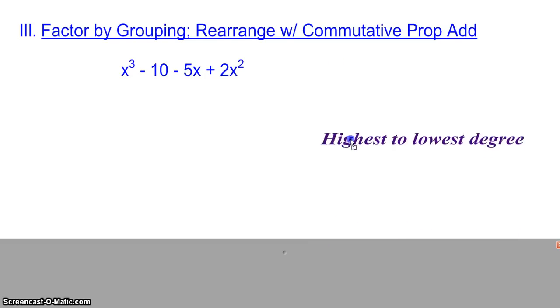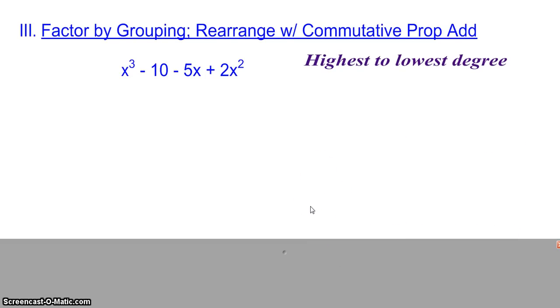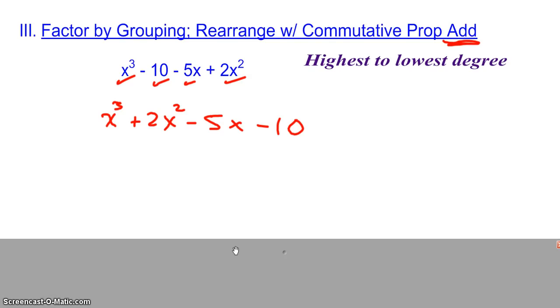And I have this highest to lowest degree, right? That's standard form, highest to lowest degree. So who can give me this in standard form? How about Kyle? What's the highest degree term? Okay, and the next highest? 2x. It's positive, so plus, and then the next? Good job, negative 5x, and the next? Negative 10. So it's the commutative property of addition because you have to carry the sign with you if it's negative. And there we have it.